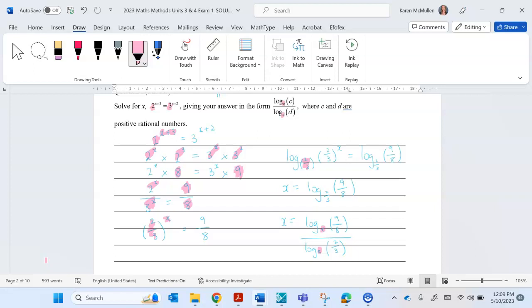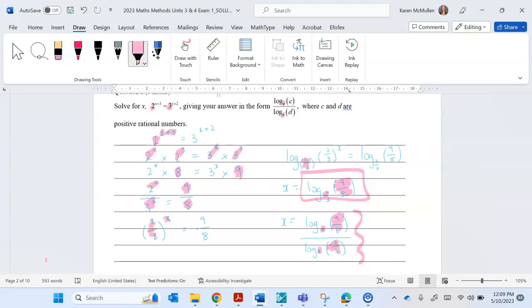And then you can see we've got a fraction as our answer, so here. So on the top of your fraction in your argument, we've got 9 over 8 goes on top. So think about in this expression, 9/8 is on the top and 2/3 is on the bottom, so that goes on the bottom.